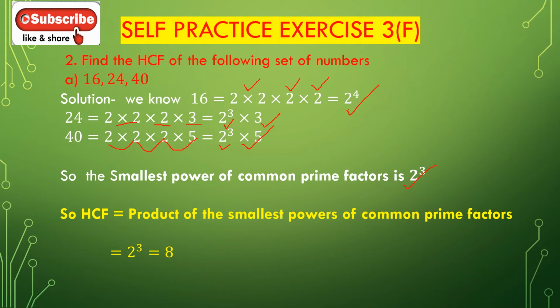Now highest common factor, that is HCF, is the product of the smallest powers of common prime factors. Here smallest power of common prime factor is 2 to the power 3. Only 2 is the common prime factor, 2 to the power 3. So highest common factor is the product of smallest powers of common prime factors, that is 2 to the power 3, which is equal to 8. So 8 is the highest common factor of the three numbers 16, 24 and 40.